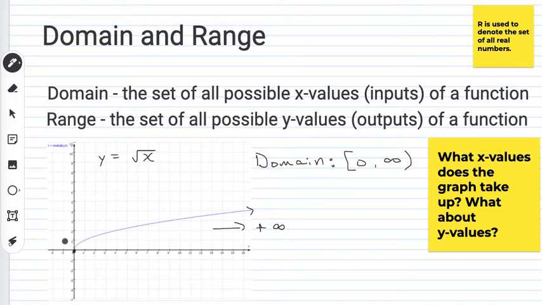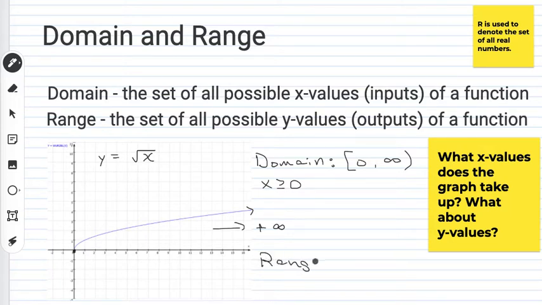So negative numbers are not going to be a part of the domain. So you can think about it as from 0 to infinity, or you can also think about it as x is greater than or equal to 0. Since x can be equal to 0 right here, but greater than that, x has to be greater than 0. So that's the domain. Now let's talk about the range.